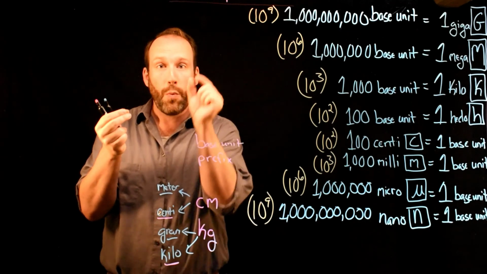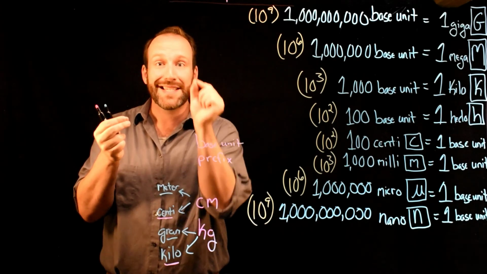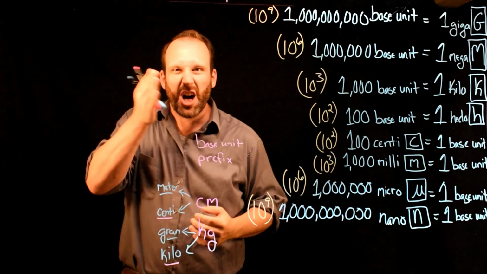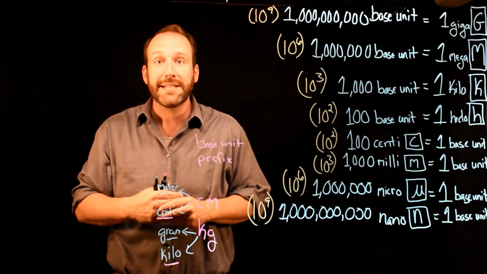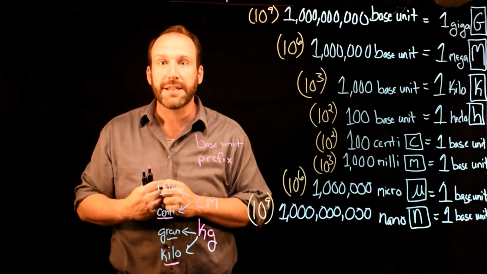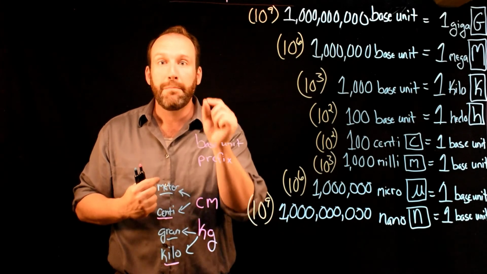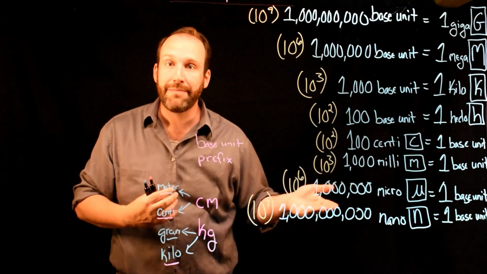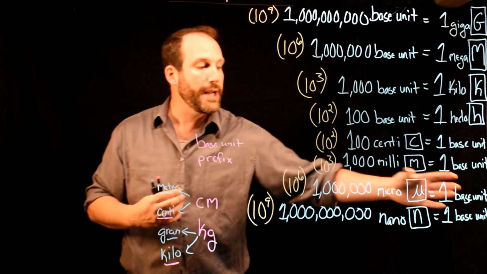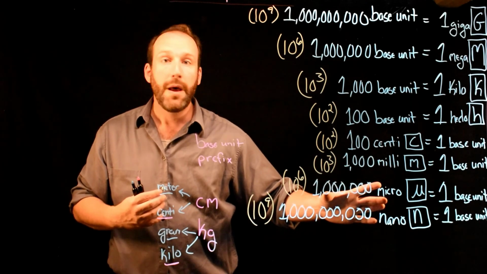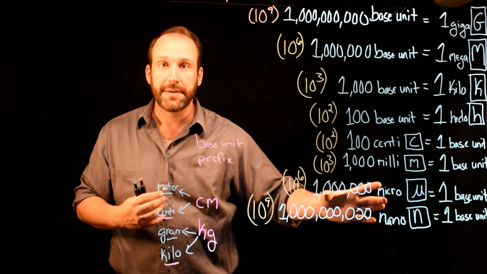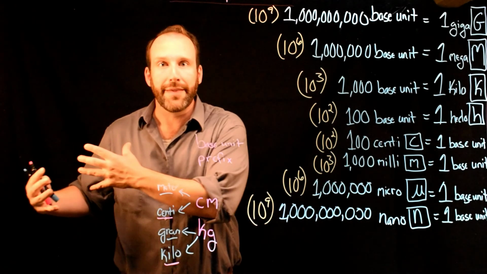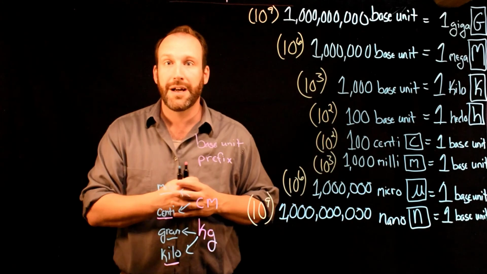Each one of those 100 parts is a centimeter. Okay? You take something that weighs a gram and you cut it up into 1,000 equal pieces. Each of those pieces would have a mass of 1 milligram. Okay? Same thing with a micro, same thing with a nano. You're taking that base unit, cutting it up into 1 million equal pieces. Okay? Each of those pieces is a millionth of that original measurement.